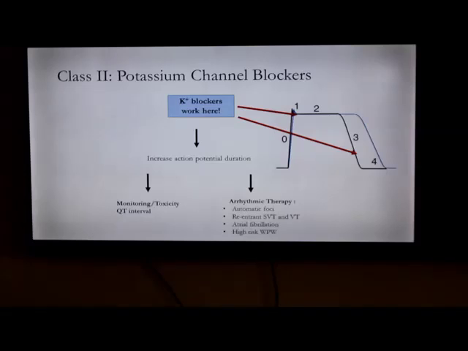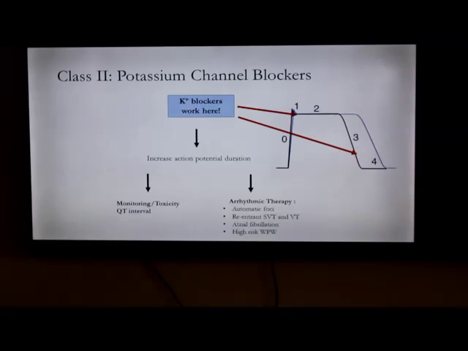QT interval prolongation. So when you want to monitor for toxicity, you monitor the QT interval. Same as with sodium channel blockers, you need to monitor ECG until the drug reaches steady state, usually within 5 half-lives, and you do daily ECGs. If the QT is prolonged more than 25% of baseline, you need to back off the dose. Okay?